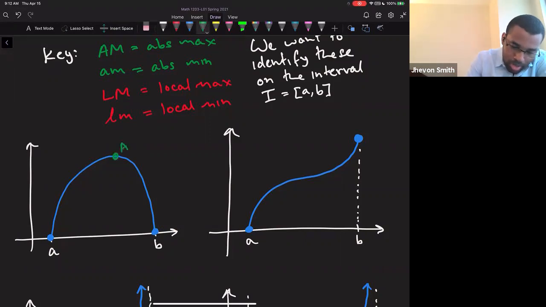Right on the pinnacle, AM. The absolute mins are over here, at the base, because they're included in the interval. The circle is shaded.